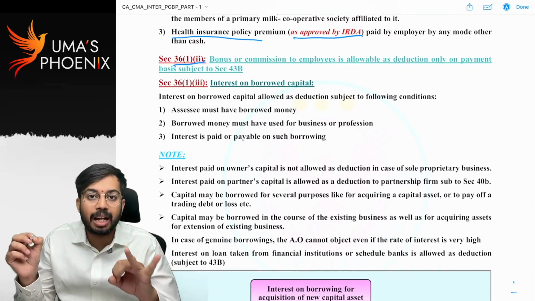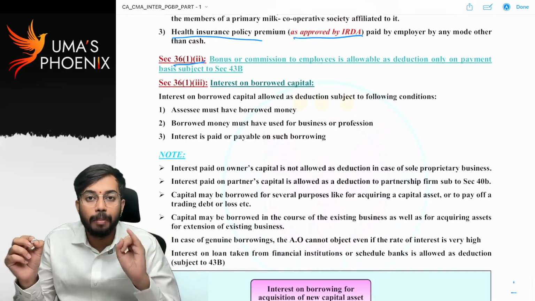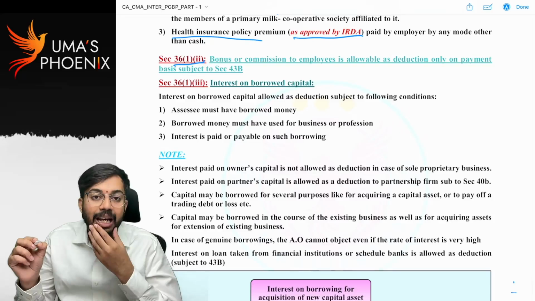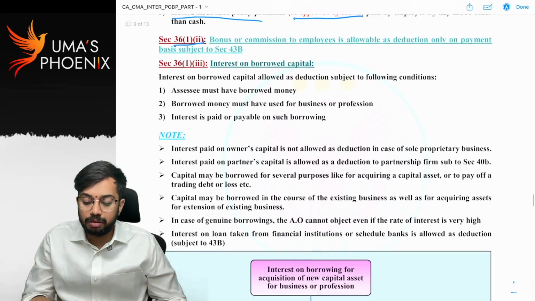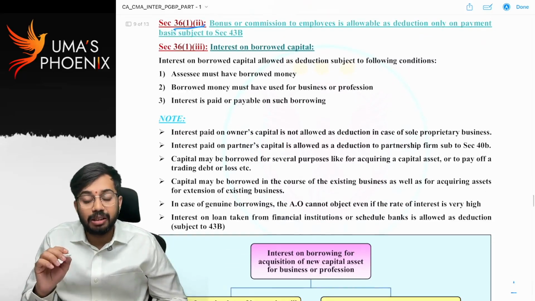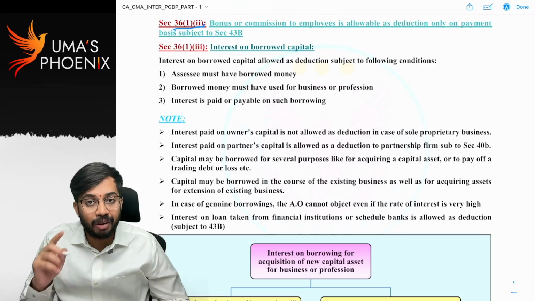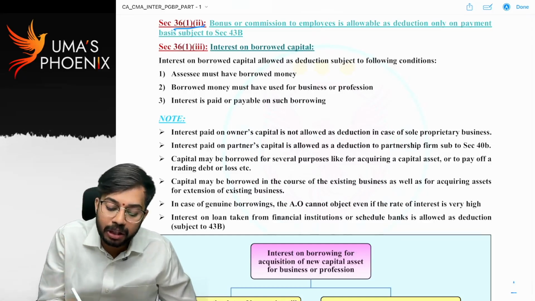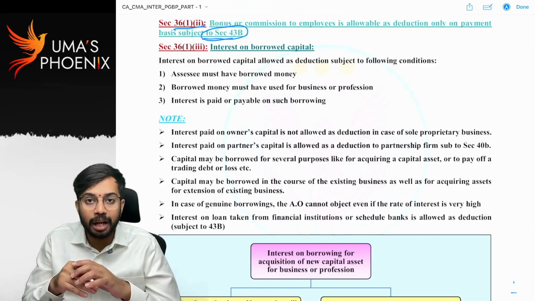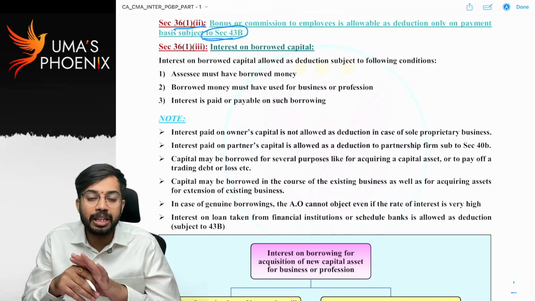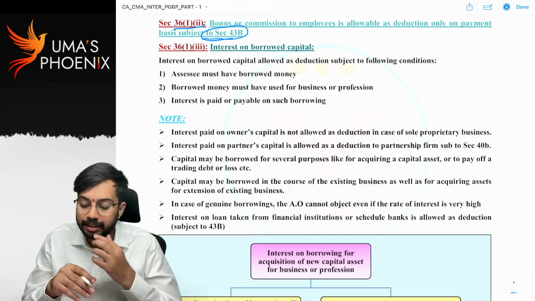See, bonus commission. Whatever bonus or commission is paid to employees is allowed as deduction under section 36 clause 2. But bonus or commission is allowed as deduction subject to section 43B. We are going to discuss 43B. As per 43B, bonus or commission is allowed as deduction on payment basis. Is it clear?